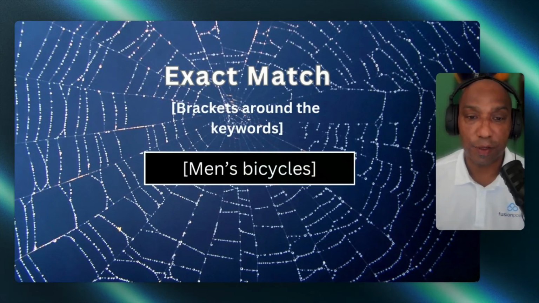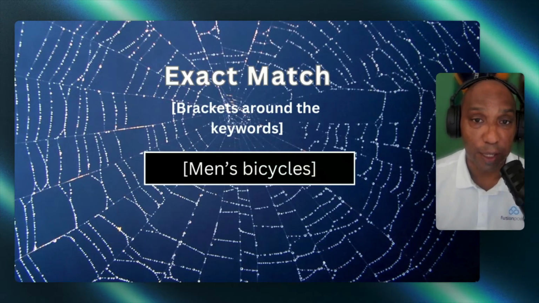Exact match has brackets around the keywords. Exact match brings back results from specific user searches, same meaning, spot on search criteria. So everything within the framework of the brackets has to be spot on exact. Men's bicycle, not bicycles for men, not men on bicycles, not men with bicycles, only men's bicycles.